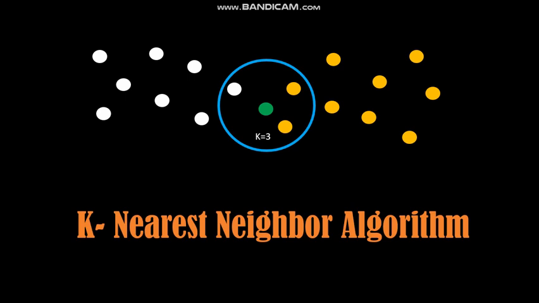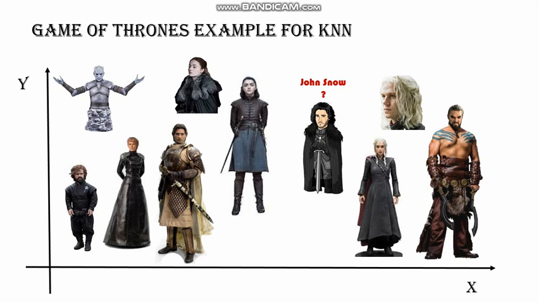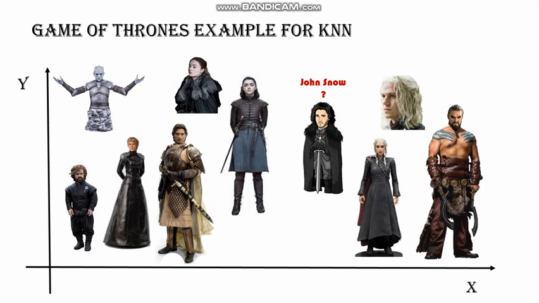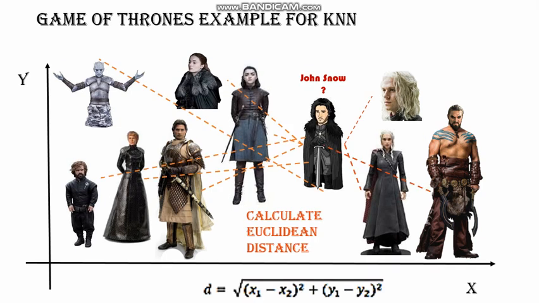To have a better understanding of the KNN algorithm, we'll now have a look at an example of Game of Thrones. Suppose we have a data set with the characteristics of different characters from different houses of Game of Thrones, like their hair color and color of their eyes, and we also know the houses they belong to. But let's assume that we don't know which house Jon Snow belongs to. So we'll now have to predict the house Jon Snow belongs to using the KNN algorithm. So how is KNN going to do that?